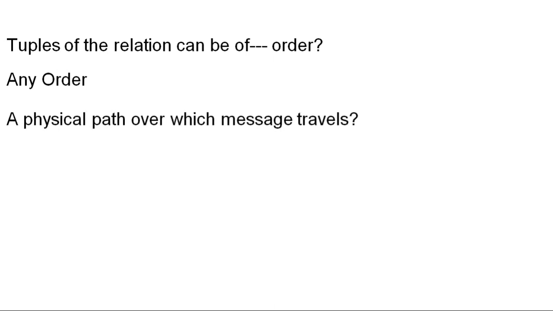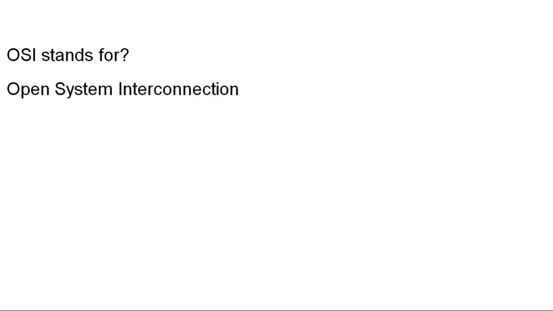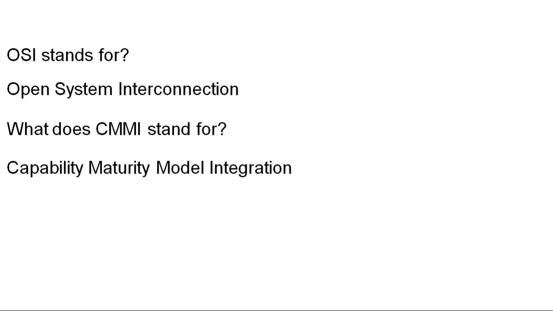A physical path over which a message travels is the medium. Which of the following networks extends a private network across a public network? Virtual private network, also known as VPN. OSI stands for Open System Interconnection. What does CMMI stand for? Capability Maturity Model Integration. There are 4 TCP/IP layers.